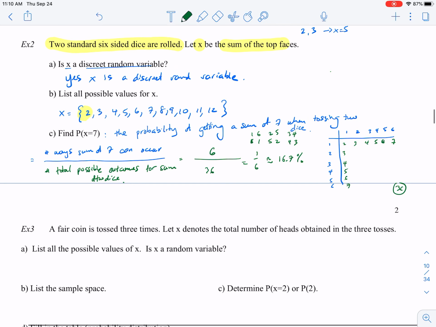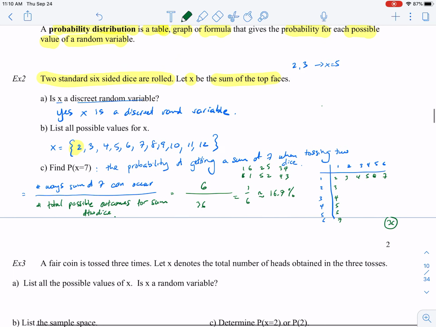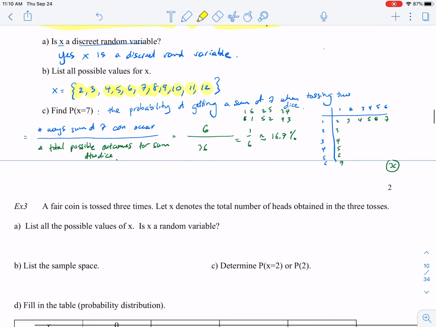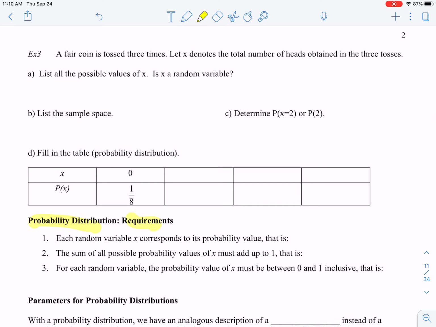So if we were to construct a table or a formula or a graph that describes this procedure and lists all the probabilities for each value of the random variable x here, then that would create a probability distribution. But we have some requirements coming up here. We can't have just any random probability procedure be considered a distribution. We have to set requirements.